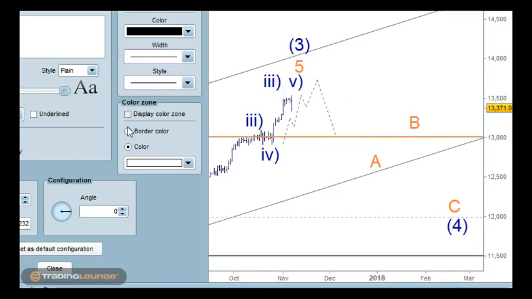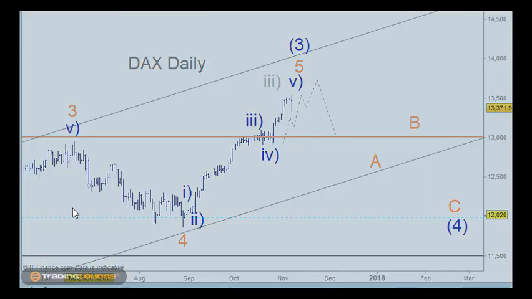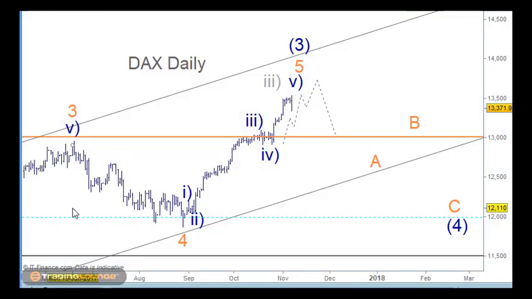I'll just put this in the alternative count color, which is grey, and I'll just save that. So it is possible that that can be a wave 3 there. I won't go into that at the moment, but even if we do have a wave 4 top in, wave 3 top in here, or wave 5. Even if it's a wave 3, we're still going to pull back to the wave 4 of one less degree. So we're going to be testing the 13,000 again here as such.